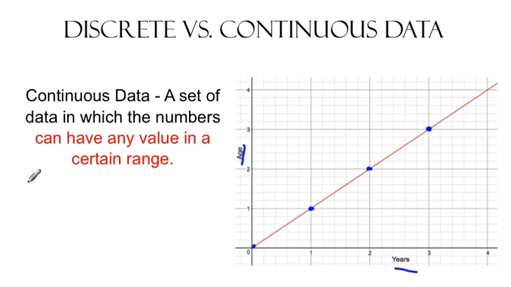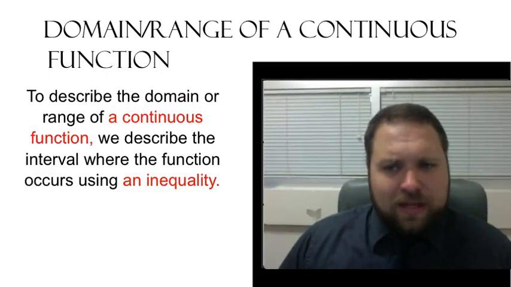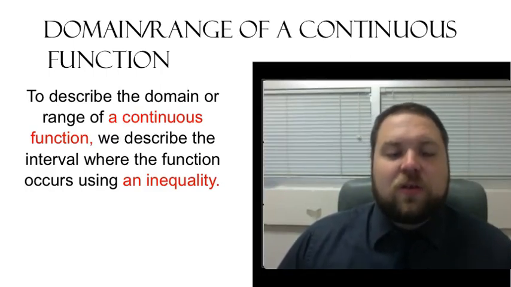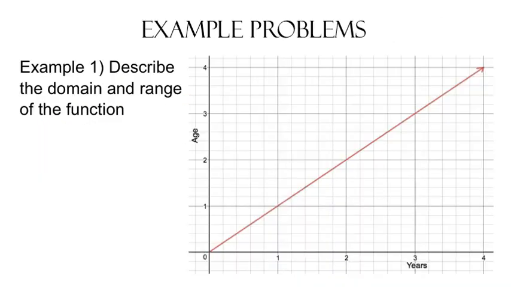And so when I go to describe the domain, if I were to try and describe that like I did for discrete data, I would have to start at 0 and list literally every number in between 0 and wherever this stops. Now, because we can continually put smaller and smaller points in there and add more and more decimal places, it turns out there are an infinite number of numbers in there. So it would take longer than the lifespan of the universe to write those down in that form, which means we probably ought not do that. So instead, when I have a continuous function, not a discrete function, but a continuous function, we describe that interval where the function occurs using an inequality. So let's look at some examples.